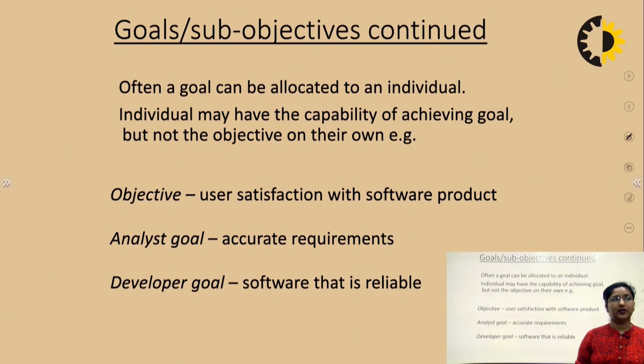Now, often a goal can be allocated to an individual, and that individual has the capability to achieve that goal, but not the objective on their own, because the objective has multiple goals. So, the objective is the user satisfaction with the software product. Analyst goal, accurate requirements are there, and developer goal, that the software is reliable.